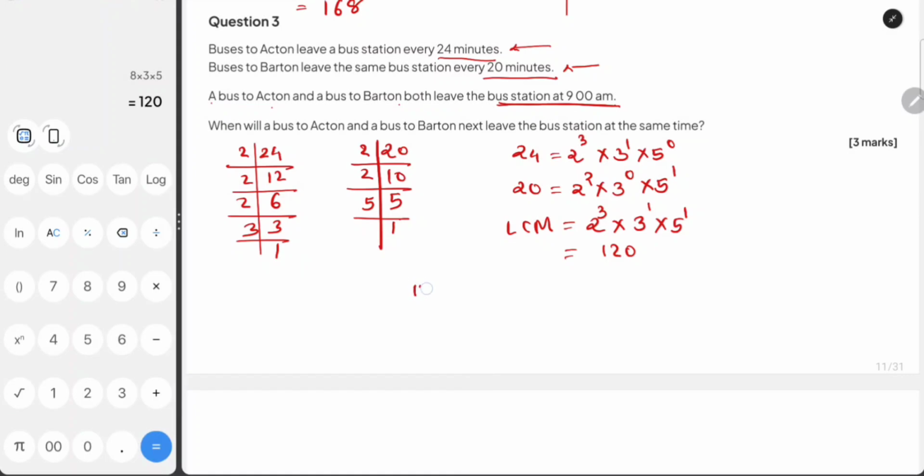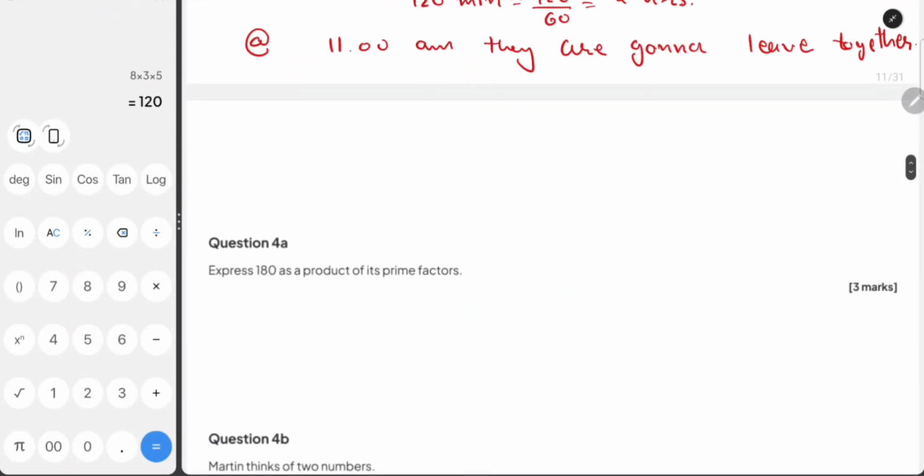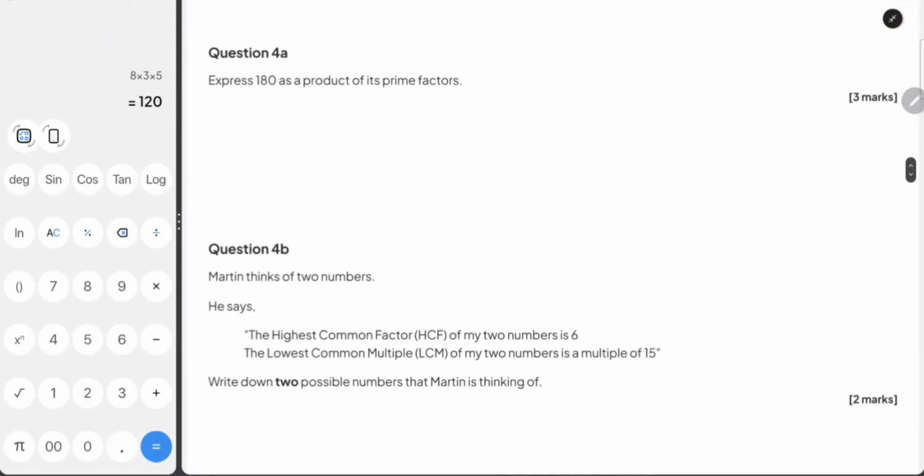Now 120 minutes is 2 hours, because that's 120 divided by 60, that's 2 hours. So after 2 hours they are gonna leave together. So starting at 9 a.m. if you add the 2 hours, it will be 11 a.m. So at 11:00 a.m. they are gonna leave together. Clear?